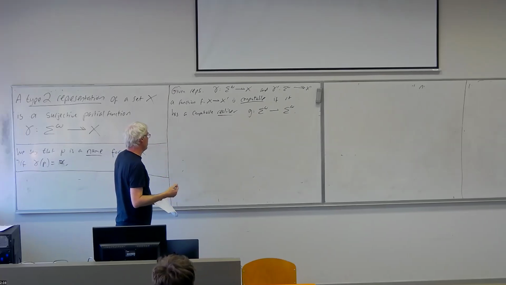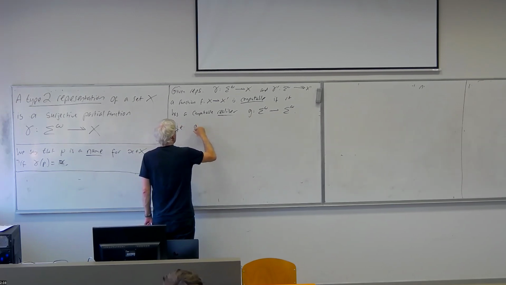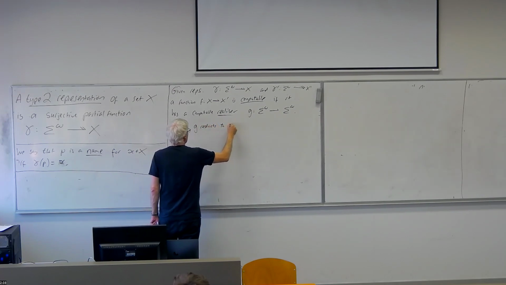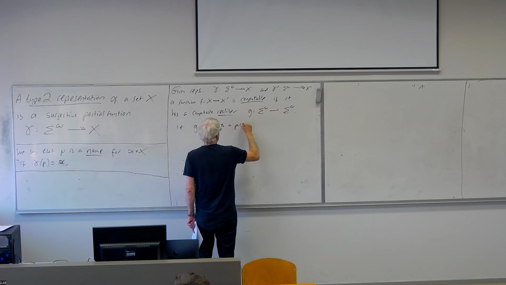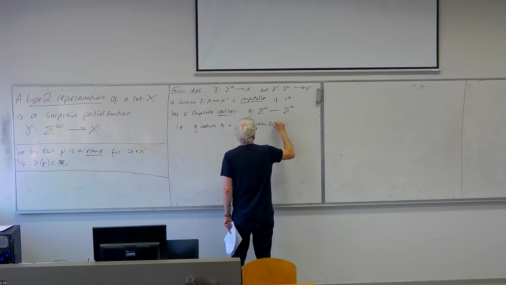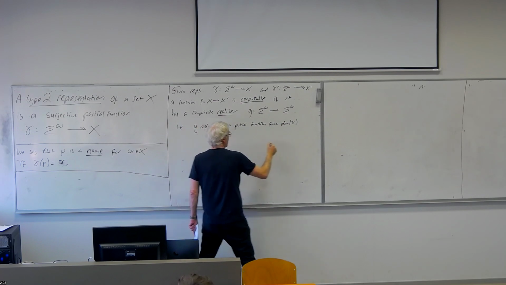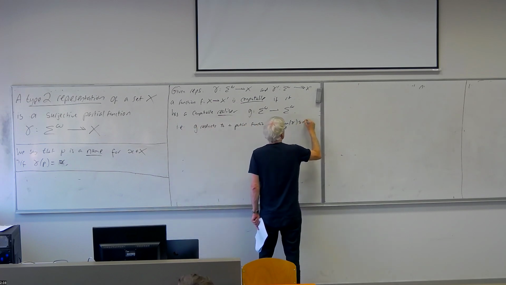And computable realizer means as before, i.e. G restricts to a partial function from the domain of gamma to the domain of gamma prime. It's an arrow there, a partial arrow.